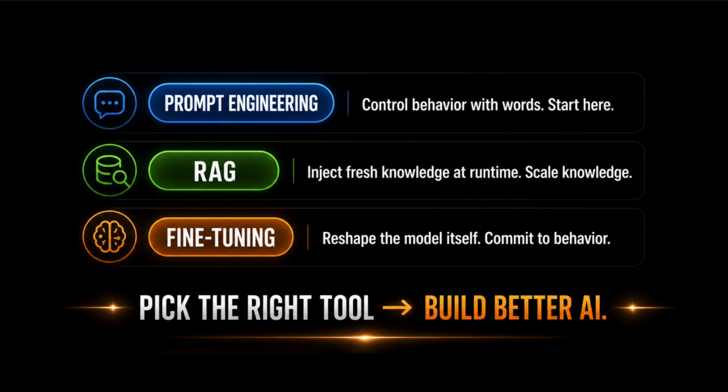So here's a recap. Prompt engineering is your fastest, cheapest lever, so always start here first. RAG is your knowledge layer. Use it when the model needs information it wasn't trained on. Fine tuning is your behavior layer. Use it when you permanently need to reshape how the model acts. Pick the right tool for the right problem, and you'll build AI systems that actually work.